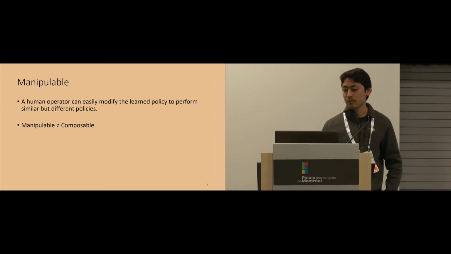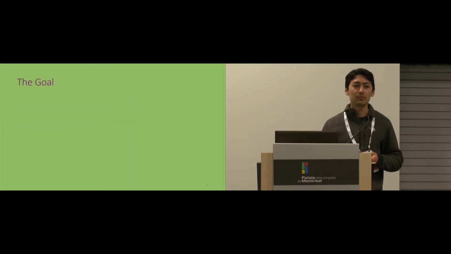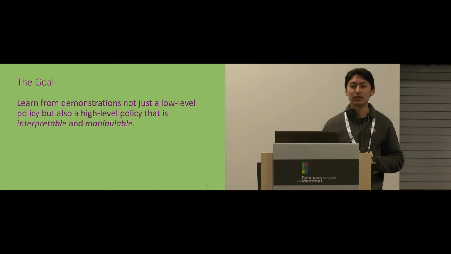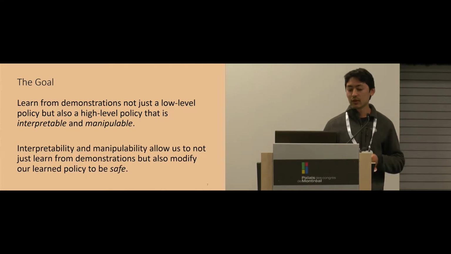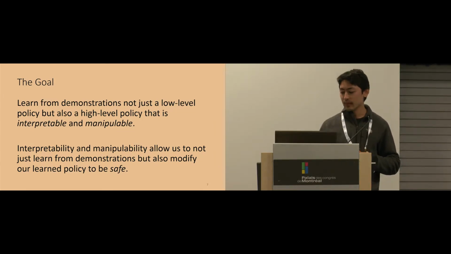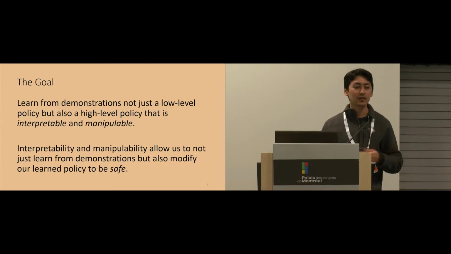So to restate, our goal is to learn from demonstrations not just a low-level policy, but also a high-level policy that is interpretable and manipulable. And from these two properties, we can learn not just from demonstrations, but also modify our learned policy to be safe. Since rules govern many parts of human life, I think that this is useful beyond just an alien learning how to drive a car.